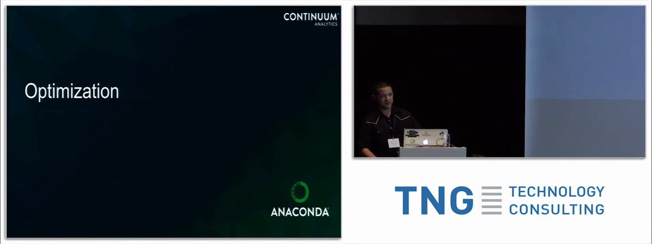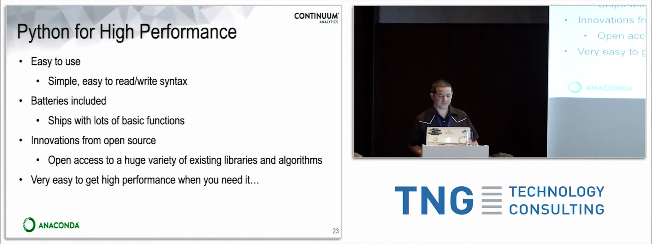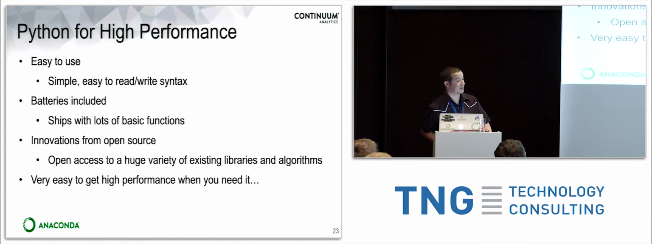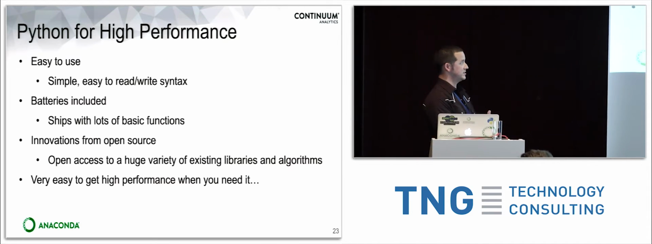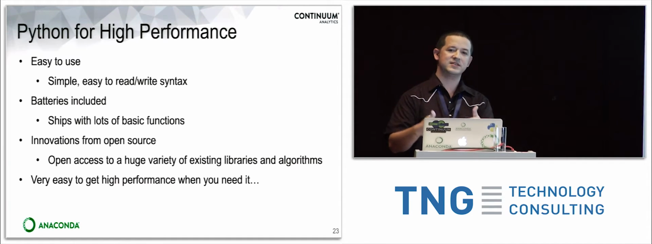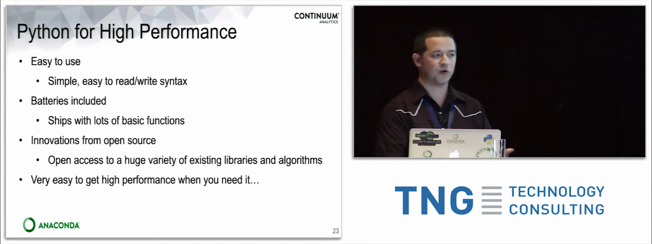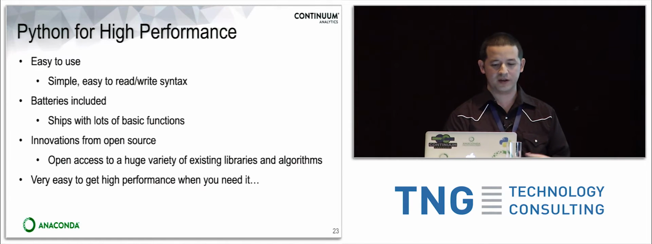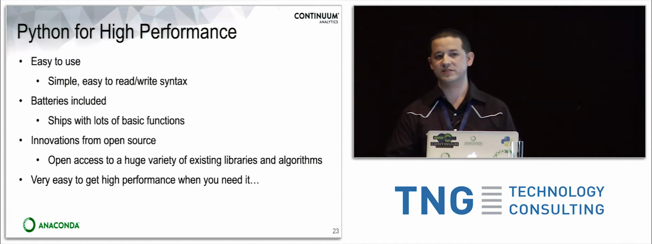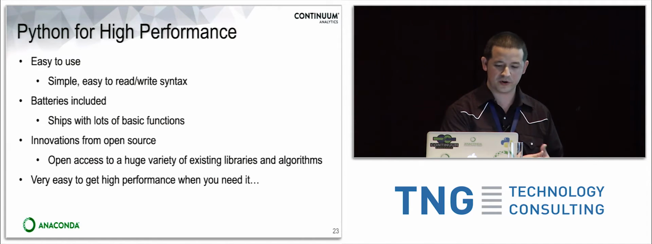On to optimization. So you may be wondering why I'm talking about optimization in Python, right? People think Python, an interpreted language, is slow. I'm here to show you that's not the case. So Python for high performance, why would we even consider that? Well, actually, the same reasons that we consider Python as a programming language, we can consider for a high performance language. It's easy to use, has easy syntax, the batteries are included, it ships with lots of basic functions in the standard library, and also has access to many of the other libraries that I showed earlier.